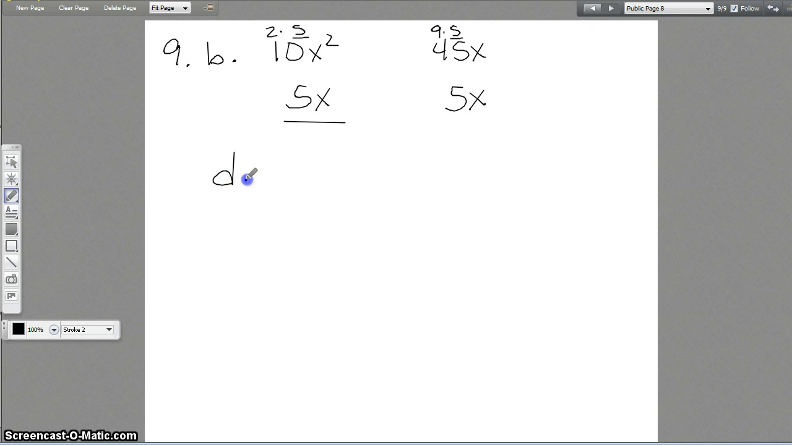Okay, so next we're going to look at part D. We have x to the 7th and x to the 17th. Okay, anytime you're given things with powers, you need to see which one is the smallest power.